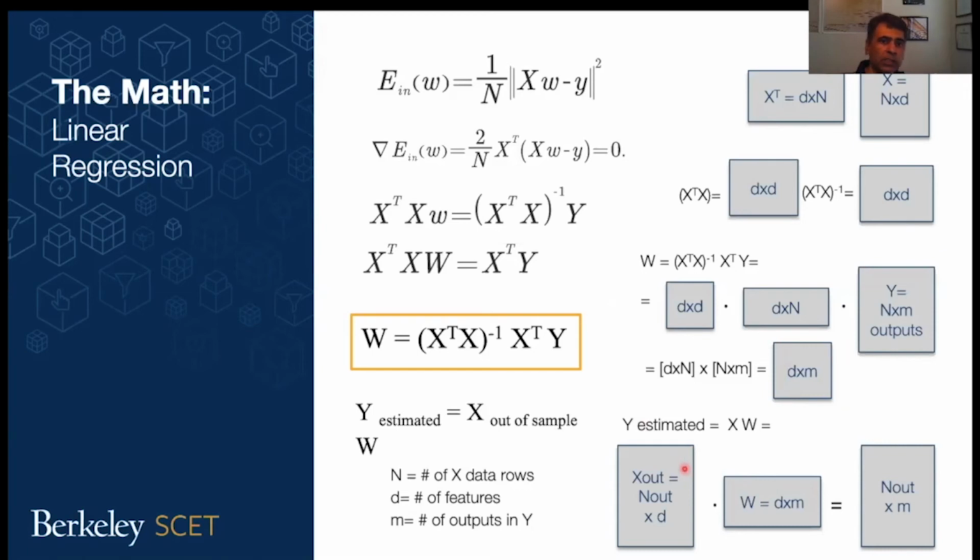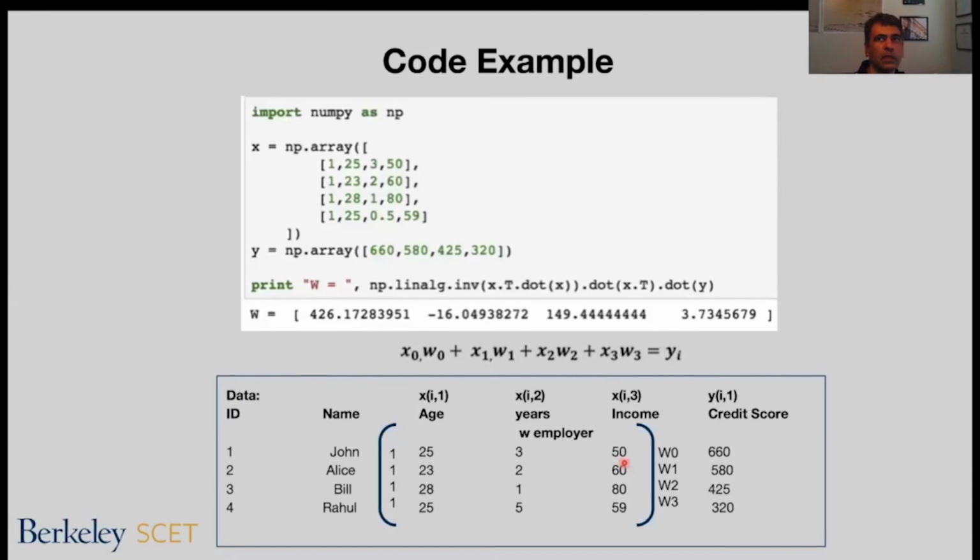And so once you have that D by M matrix, that's what W actually is. Then you can take any set of data that you've never seen before, even in matrix format, multiply it by that W, and you'll get another matrix of Y. So let me show you the same thing now in code format.